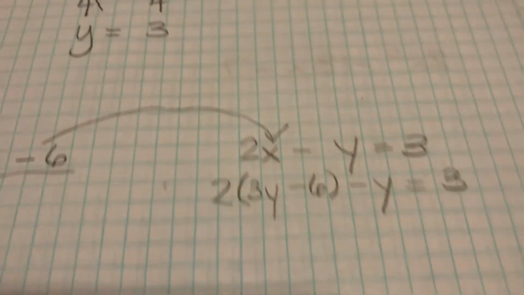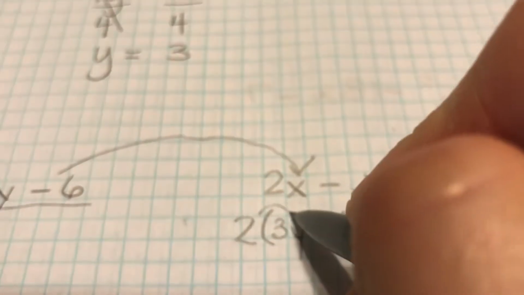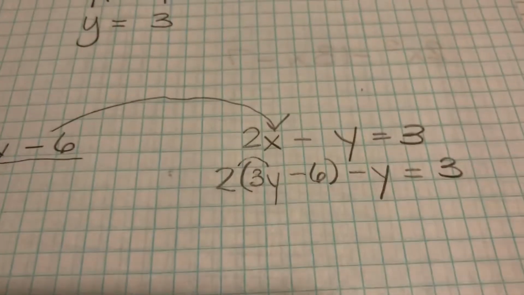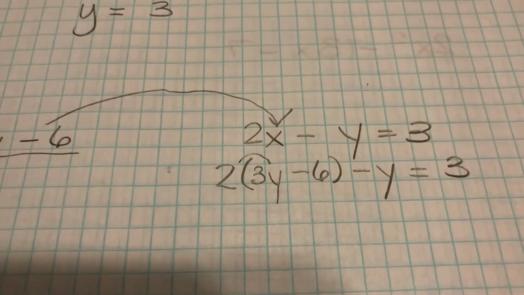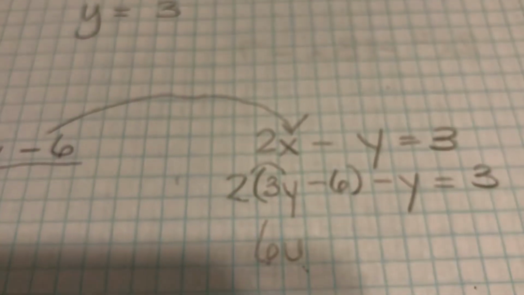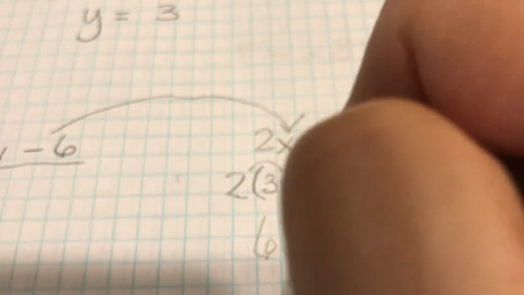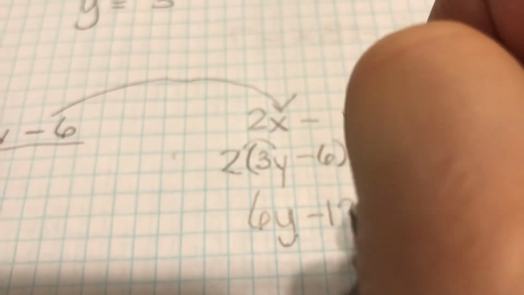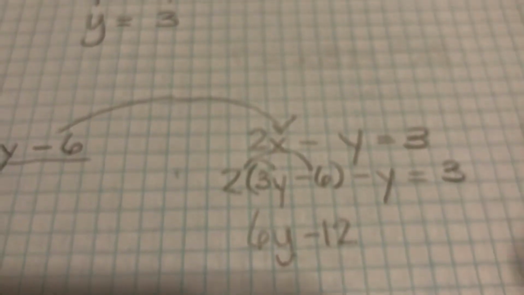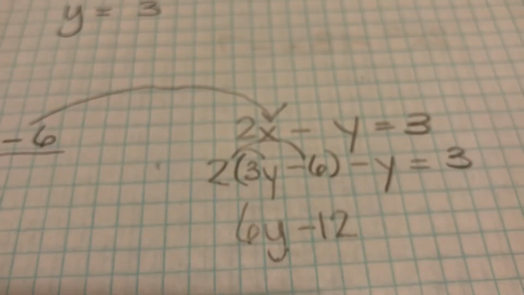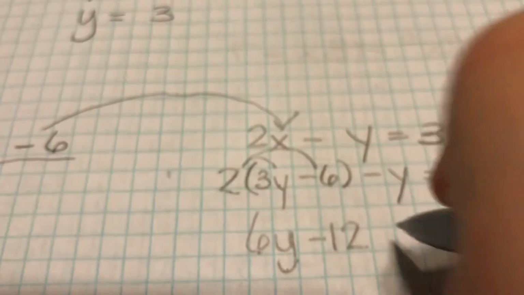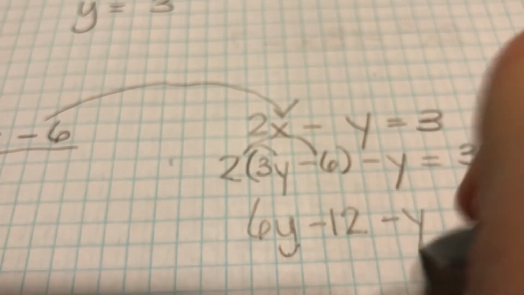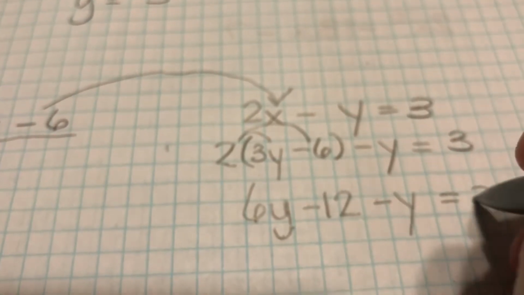So I need to use distributive. Make sure you distribute all the way. Remember, that's one of the little tiny errors that we make. 2 times 3y is going to give me 6y. 2 times negative 6 is going to give me negative 12. Watch those signs. That's another one of our little mistakes that we make all the time. We have to distribute all the way, and we have to make sure that we pay attention to the signs. We're going to have that minus y equals 3.